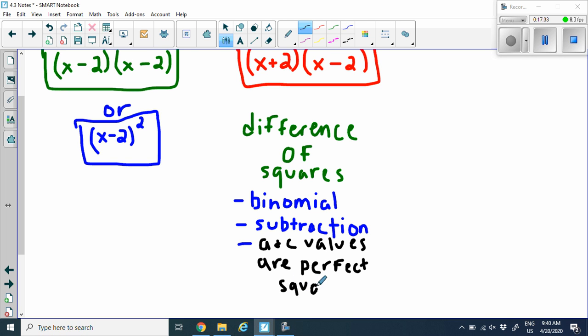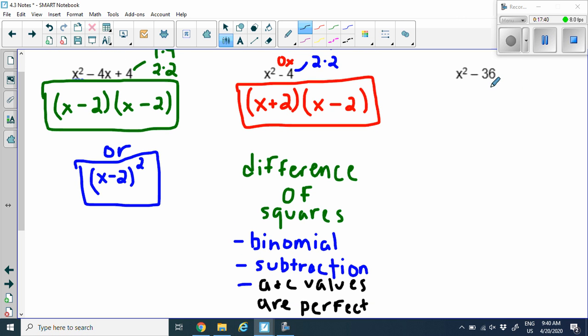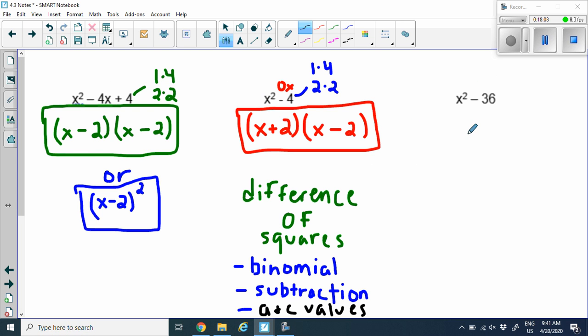Okay, let's try our next one here and see how we can factor it. We have x squared minus 36. Now notice, we have a binomial. There is subtraction. Now let's see if our a and c values are perfect squares. Well, the a value, which is the number in front of x squared, is a 1, so that's a perfect square. And 36, if we go back to our list, is also a perfect square. So this one is also a difference of squares.